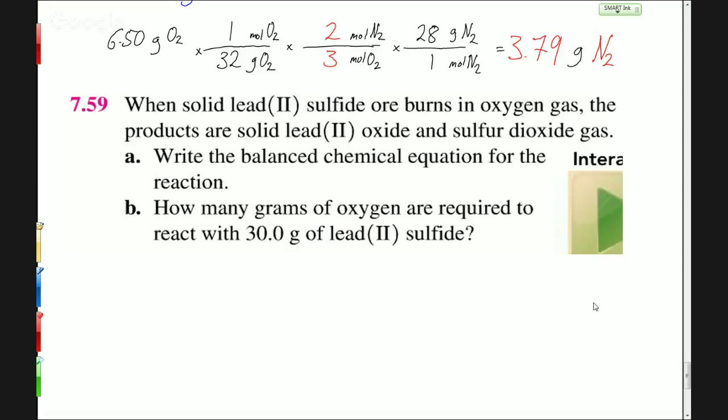Solid lead sulfide, lead 2 sulfide ore burns in oxygen gas. The products are solid lead 2 oxide and sulfur dioxide gas. So you're given the reactants and products in sentence form. You have to write down the chemical formulas, balance the chemical equation, and then solve this problem, which is much like what we've just been working on. How many grams of oxygen are required to react with 30 grams of lead sulfide? So you got to be able to write the chemical formulas, balance the equation, and then solve the problem. So work together and see if you can do this.